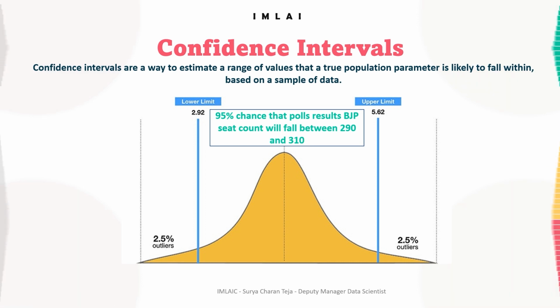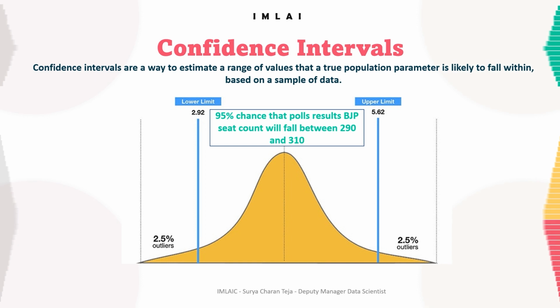So, to estimate the range of values that the true average height might fall within, you can calculate the confidence interval. That's what you see here on the screen. A 95% confidence interval, for example, means that if you repeat the sampling process many times and calculate a confidence interval for each sample, you would expect 95% of those intervals to contain the true population average.